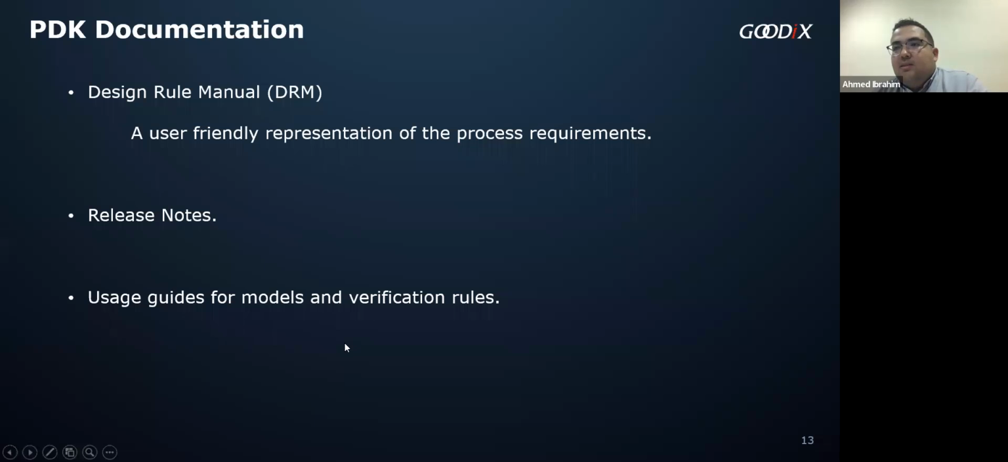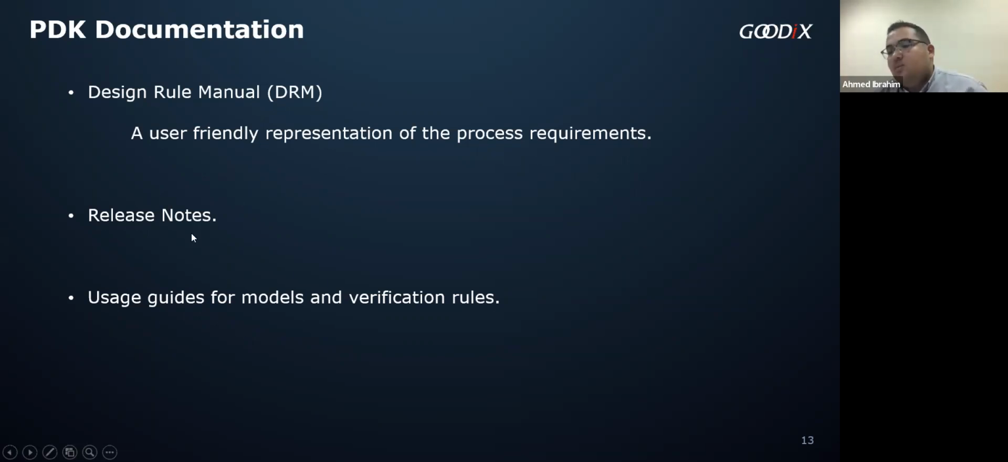Okay, last but not least, of course, is the documentation, because documentation is necessary for all the design steps. Of course, you will find in a real BDK there is a lot of documents that cover every aspect of the process. But the main and the most important one is the DRM, of course. It's a user-friendly representation of the process requirements.